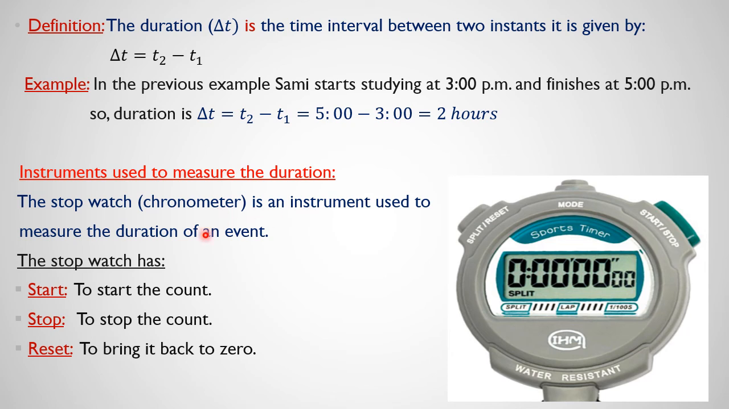It's an instrument used to measure the duration of an event. When the chronometer is at 0, when we start counting, we press the start button to start the count. Then the chronometer will start counting for us the minutes, the hours, and the seconds. When the event ends, you press the stop button to stop the count. So the answer on the screen will be the duration. And if you want to bring it back to 0 and start another count, you press reset to bring it back to 0, so that you can count another duration.